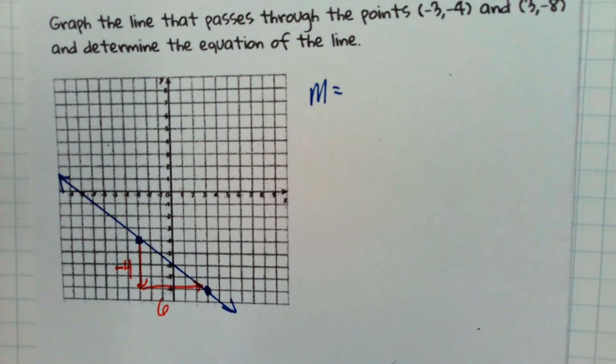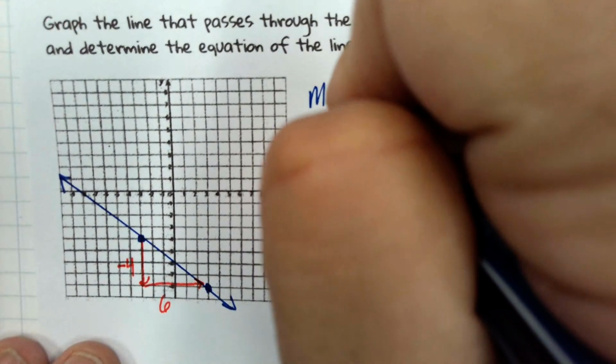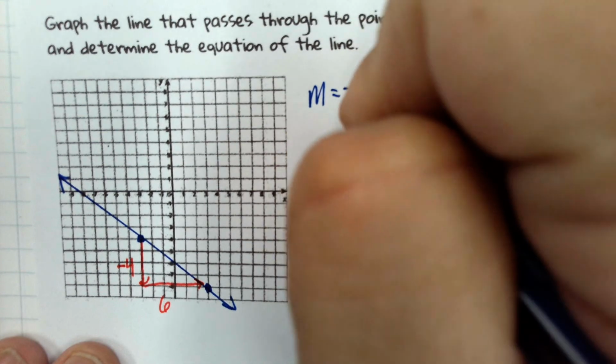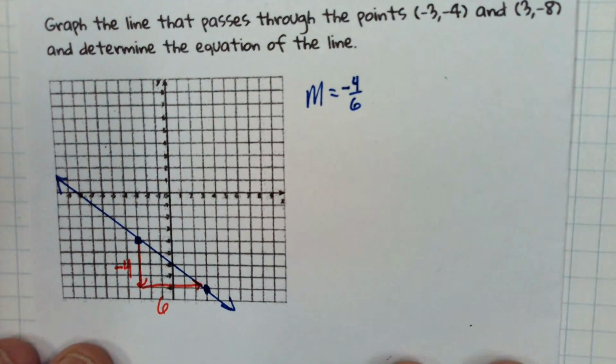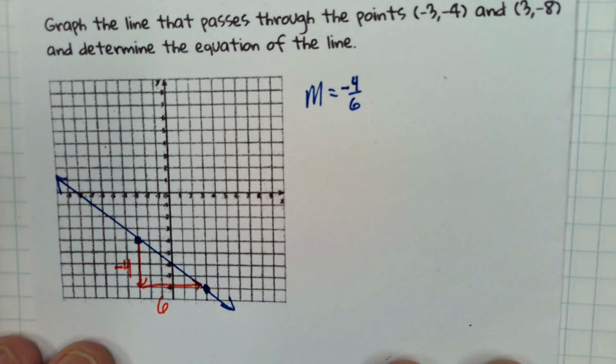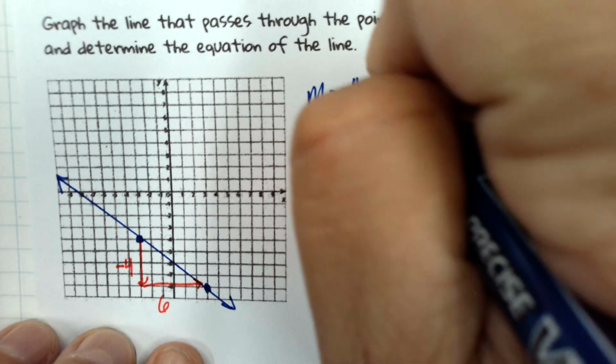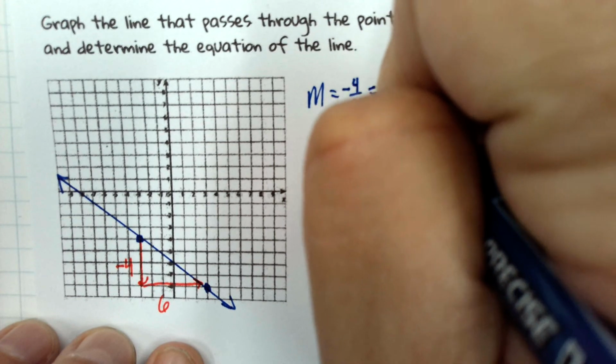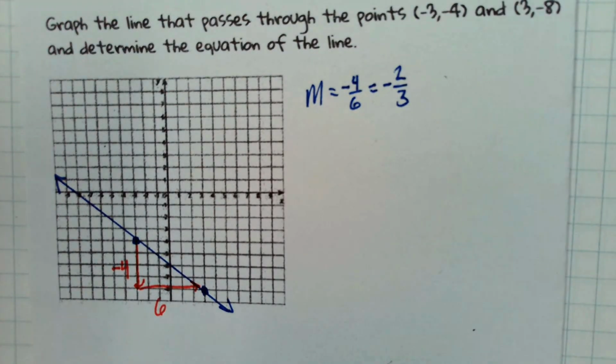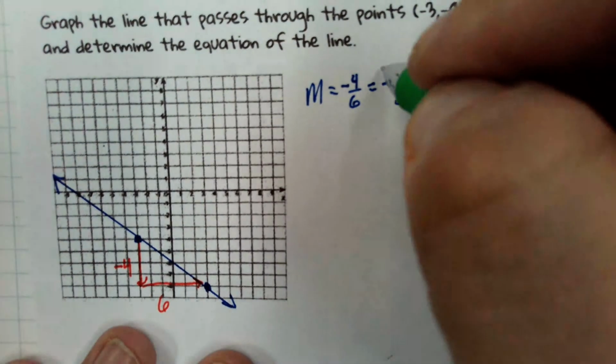So let me just write that down, negative 4 over 6. I could reduce that, right? By 2. So it'll be negative 2/3. So I got my slope now. The slope is negative 2/3.